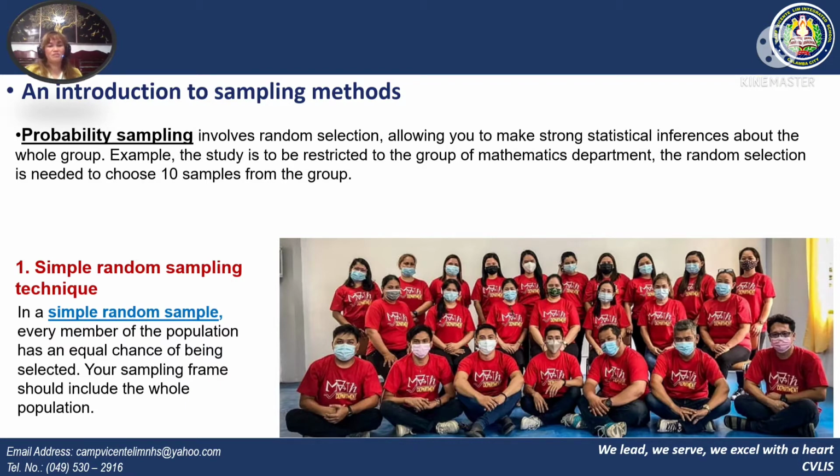Okay, so every member of the population has an equal chance of being selected. Your sampling frame should include the whole population. Okay, so in this example, in the mathematics department, there are 24 teachers, but I need to choose only 10 respondents. To be able to show the selection, you have to watch this.